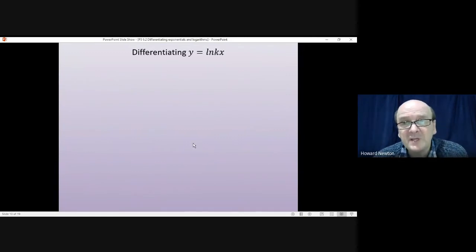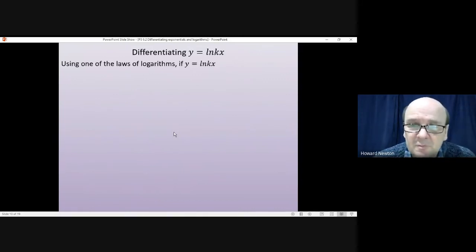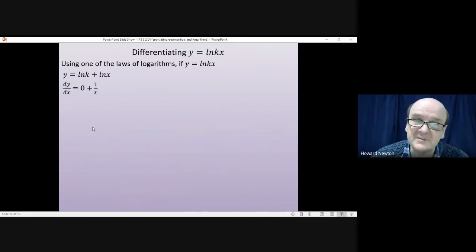Differentiating y equals log kx. So if I had log 2x or log 5x or log 10x, the result is quite surprising. What we do is use one of the laws of logarithms, the multiplication law, to split up log kx. And we split it up into y equals log k plus log x, just using the normal rule with logarithms there. Then we differentiate both sides. Differentiating the left-hand side gives us dy by dx. Log k is just a constant. If I differentiate a constant, I get 0. And then if I differentiate log x, we've just discovered, I get 1 over x.